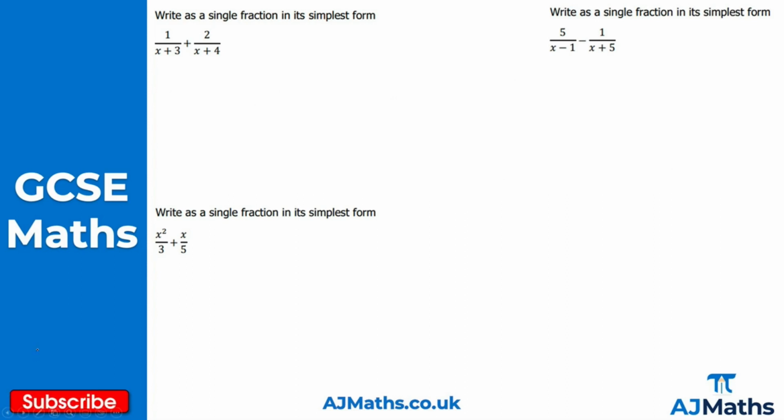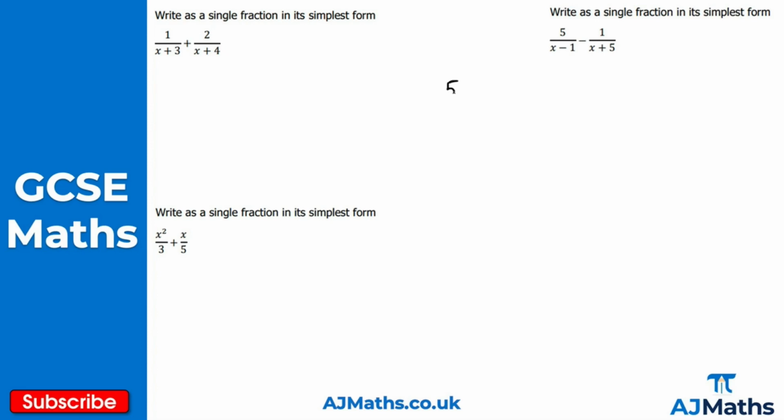So for this one here now, what we're doing is we're subtracting. So I've got 5 over x minus 1 minus 1 over x plus 5. And again, for subtraction, we need a common denominator. So all I'm going to do here is take the left-hand fraction, times that by the opposite denominator, and do the same with the right-hand fraction.